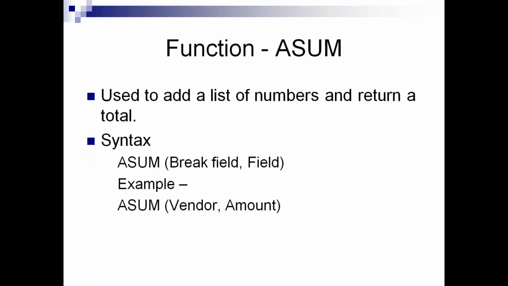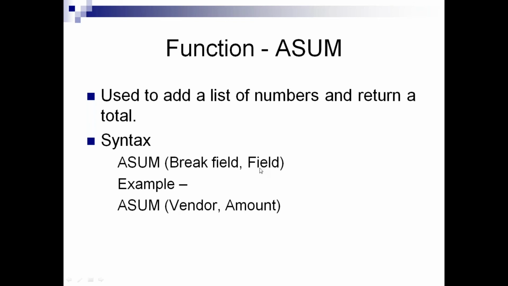ASUM. This is a way of totaling a field. So the syntax here is to type in ASUM, and then the first field that comes in after the opening parenthesis is the field that you want to break for a total by. So in my example here, I'm saying ASUM by vendor. So I've got an opening bracket, vendor, comma, and then the field that I want totaled.